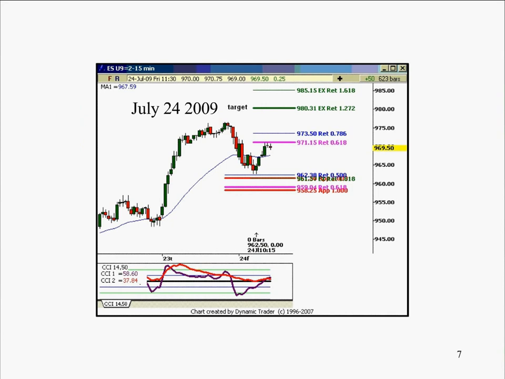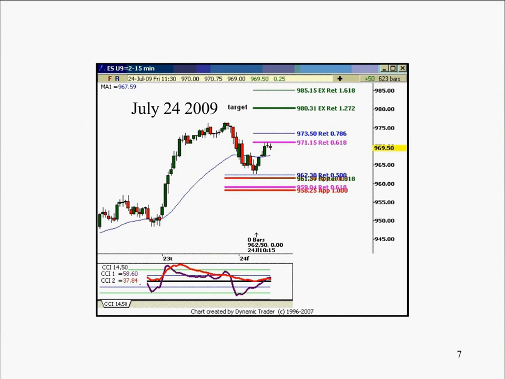Okay, so I actually want to get into some of the examples, and I'm actually starting with one that occurred yesterday. If you guys are not familiar with Twitter, I do post some charts on Twitter, and I did post this one.